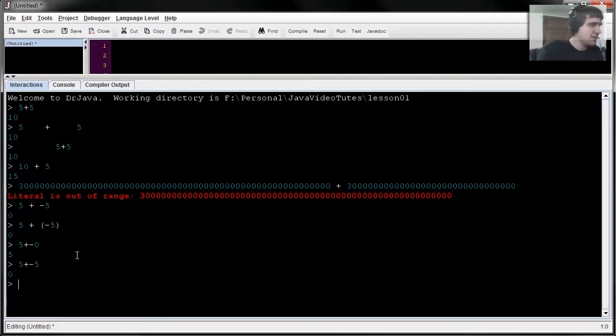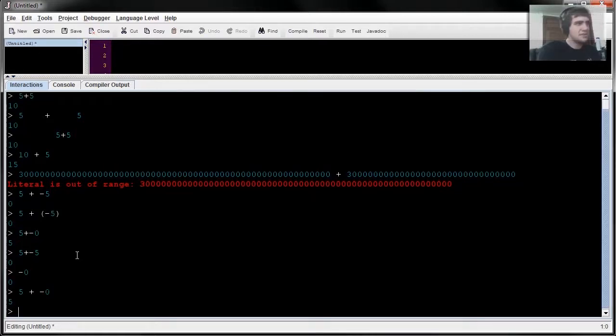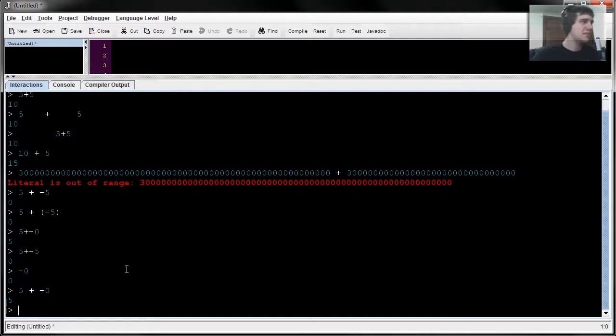You saw just there that negative 0 is equal to 0, so I can say 5 plus negative 0, and that's perfectly legal. Negative 0 is the same as positive 0 as far as Java is concerned.